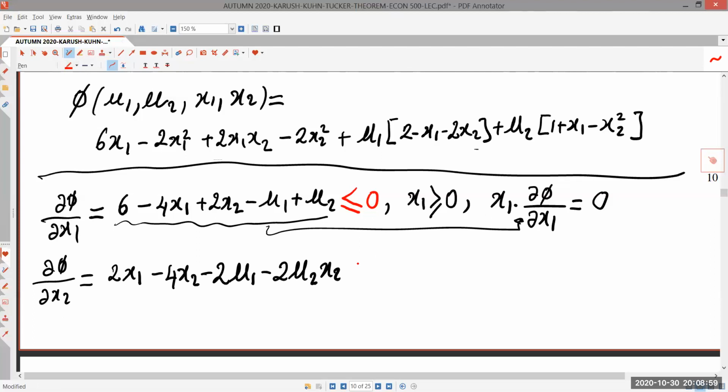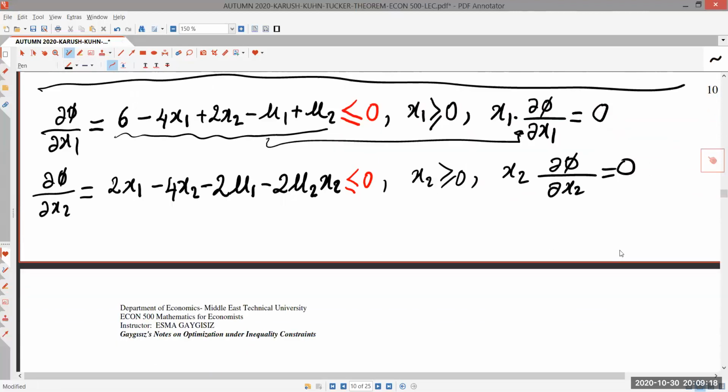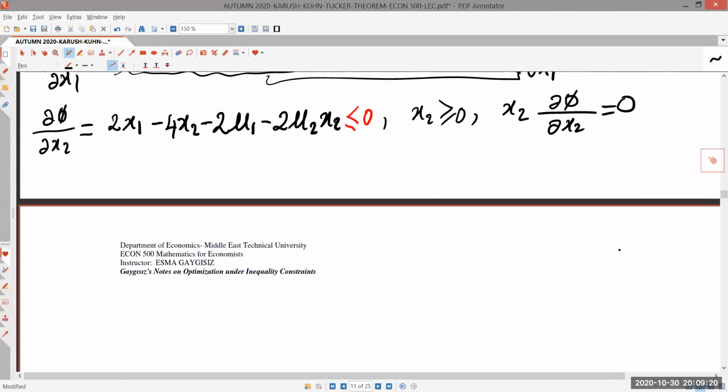Should it be equal to 0? Again, less or equal to 0. Exactly. And then here, this x2 variable also should satisfy this property. And this term here must be equal to 0. These are Kuhn-Tucker conditions, and then we will continue with these.